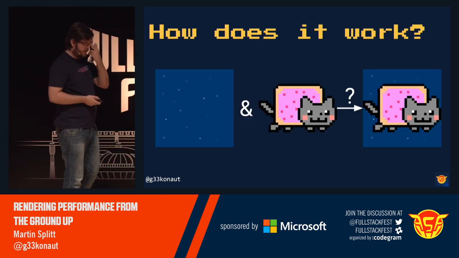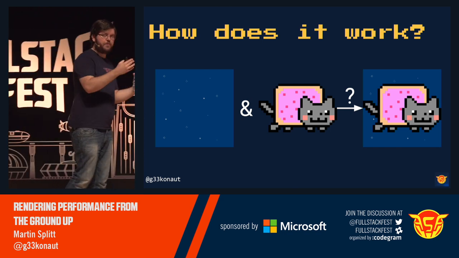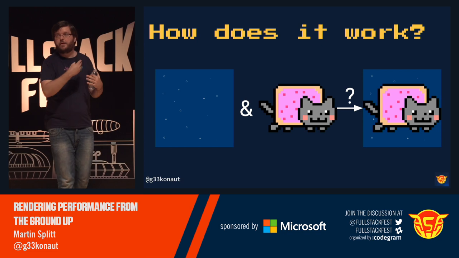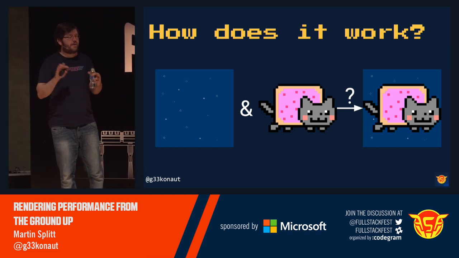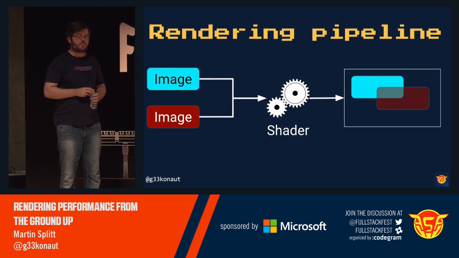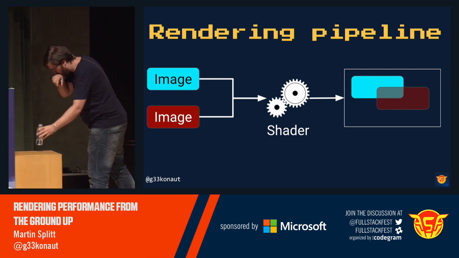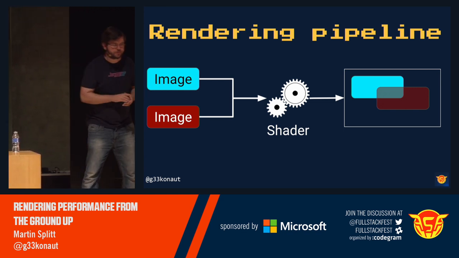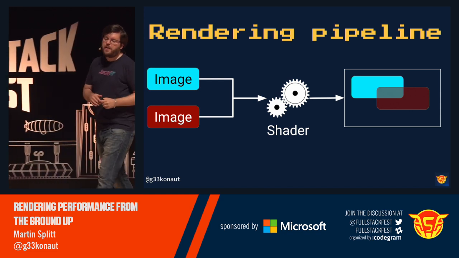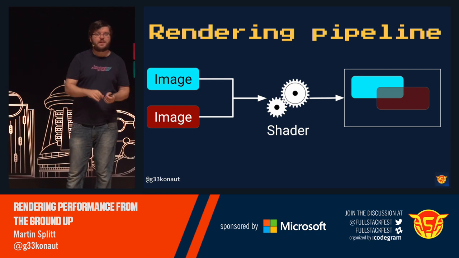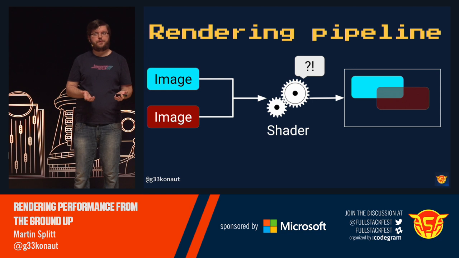But how does that actually work? So how do I take one value of the array and put it onto another value of another array, and then put that in a third array? Sure, you could use zip and all that kind of stuff, but actually the graphics pipeline does something slightly different. It takes multiple images, so one of them could be the nyan cat, the other one could be the background, for instance, runs a shader, and the shader creates what is on the screen later on. Now, what is a shader?